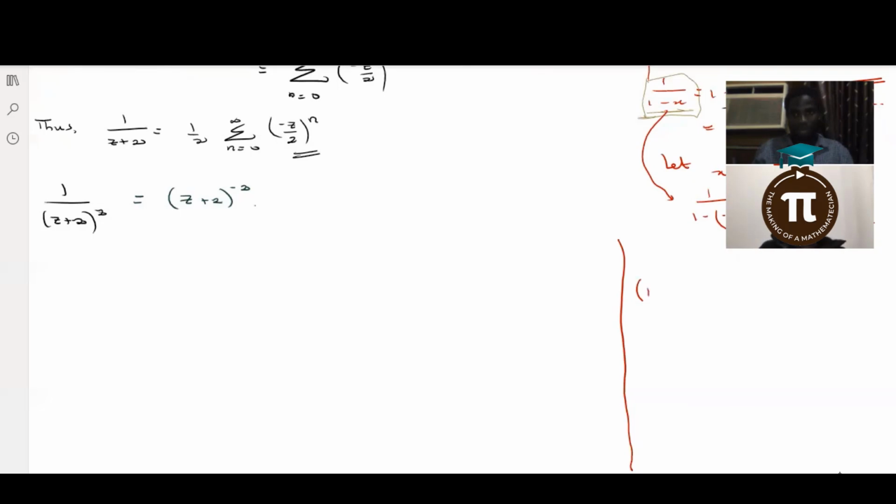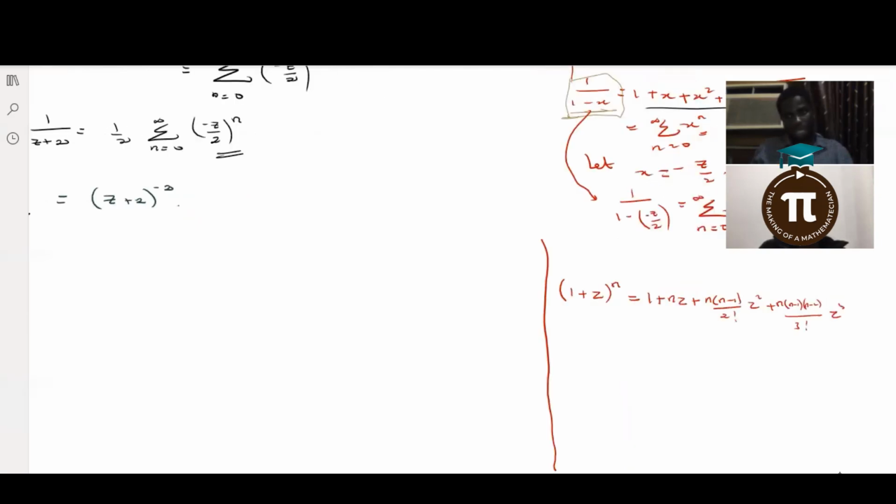If you have something like this, 1 plus z raised to power n, and you want to expand this, this is 1 plus n z plus n times n minus 1 over 2 factorial z squared. Have you seen this before? Then n times n minus 1 times n minus 2 over 3 factorial, multiplied by z raised to power 3, and it goes on like that, right? Yeah. Good. That's what I'm going to do here.